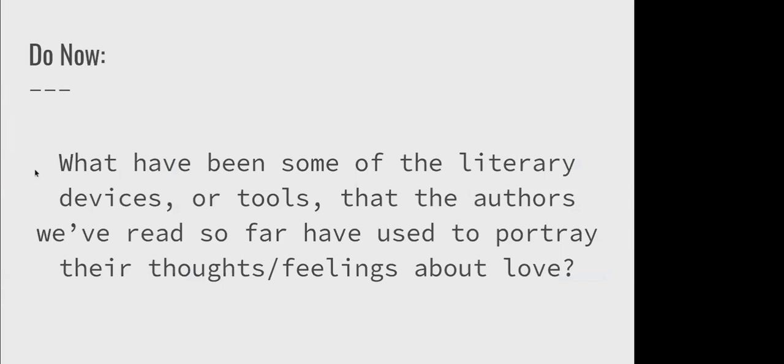But our question for this morning is, what have been some of the literary devices or tools, things that the authors we've read so far have used to portray their thoughts and feelings about love? In the two short stories that we've read in class, The Gift of the Magi, the one about the girl who sells her hair and the guy who sells his watch, and the second one we read, My Life with the Wave, the one we just finished, about the man who has a relationship with the ocean wave.